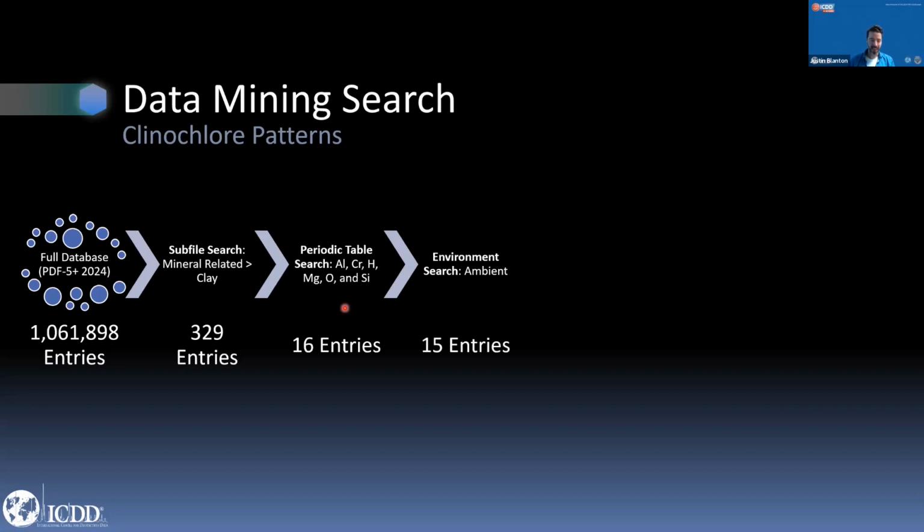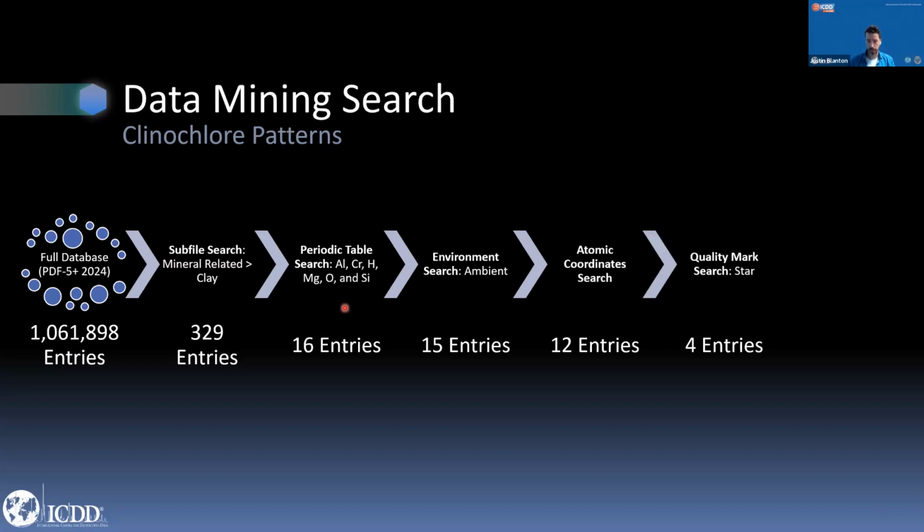So when we apply the ambient search, well, we're down to 15 entries. That shows us that one of those 16 entries was a non-ambient pattern. When I look at the patterns that only have atomic coordinates, now we're down to 12 entries. And then if I look at just the highest quality patterns within that set, I'm down to just 4 entries. So using these 5 different searches, I've been able to take 1 million entries down to just 4 entries.